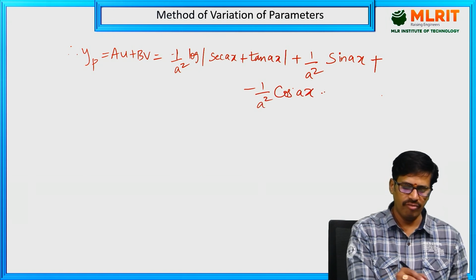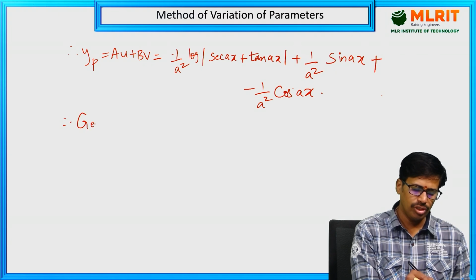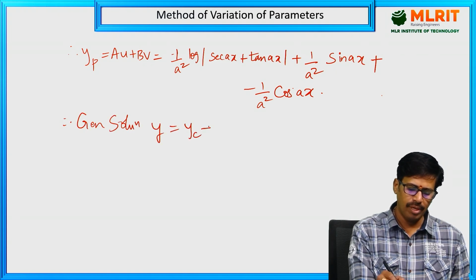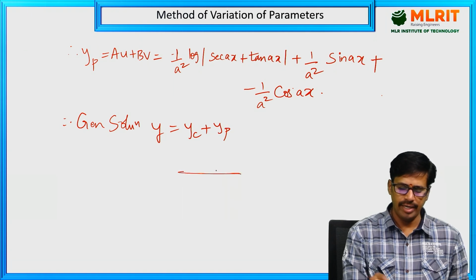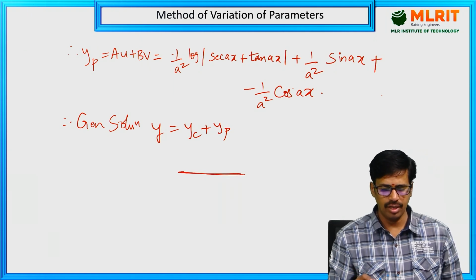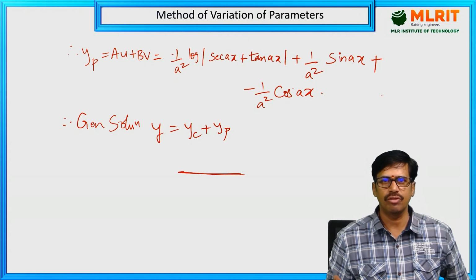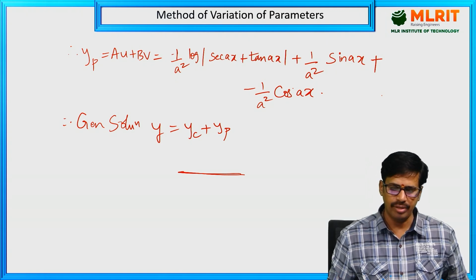This is only yp. Therefore, general solution is given by y is equal to yc plus yp. Add the complementary function and particular integral together, we get the general solution. This is how we find the general solution for method of variation of parameters.